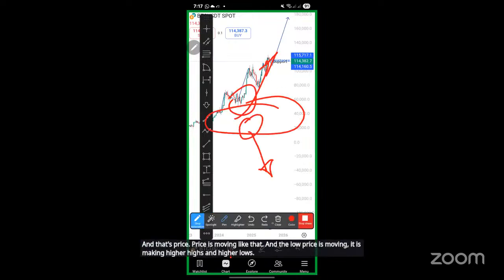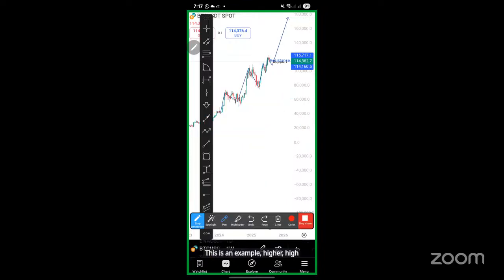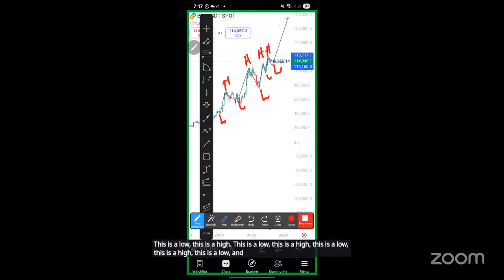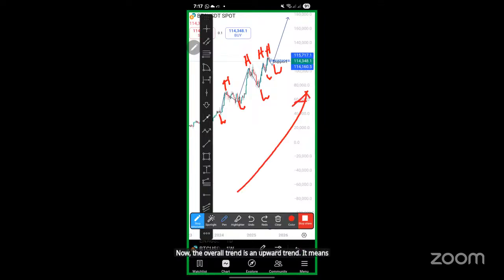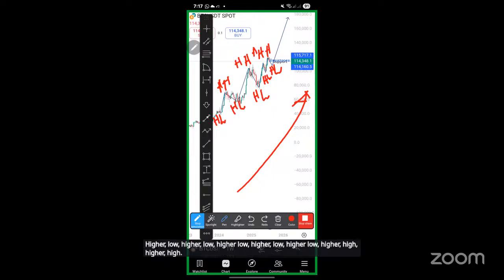Let me give an example. Higher high, higher low. Okay, this one a high, this was a low, protected low. This is a high, this is a low, this is a high, this is a low, this is a high, this is a low, this is a high, this is a low, and we expect a high here. Now, the overall trend is an upward trend. It means market is moving higher. So higher low, higher low, higher low, higher low, higher high, higher high, higher high, higher high.